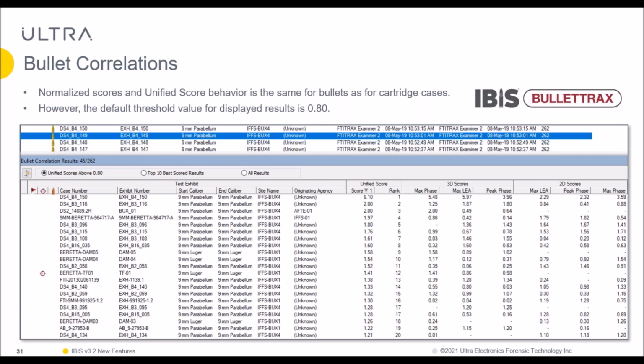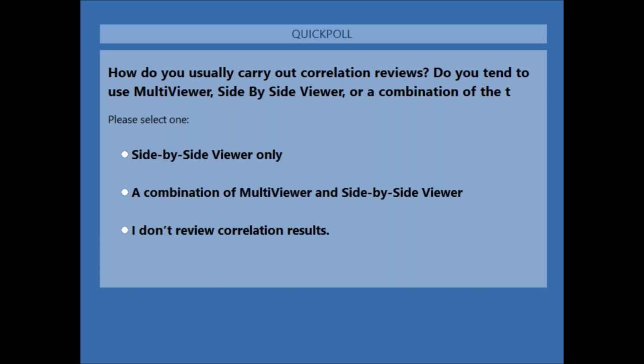Okay, so it's time for another poll question. This time we're asking, how do you carry out your correlation reviews? Do you tend to use the multiviewer? Do you tend to use side-by-side viewer only? Do you tend to use a combination of the two? Okay, so I'm going to mute again and I will be back when I see these results.